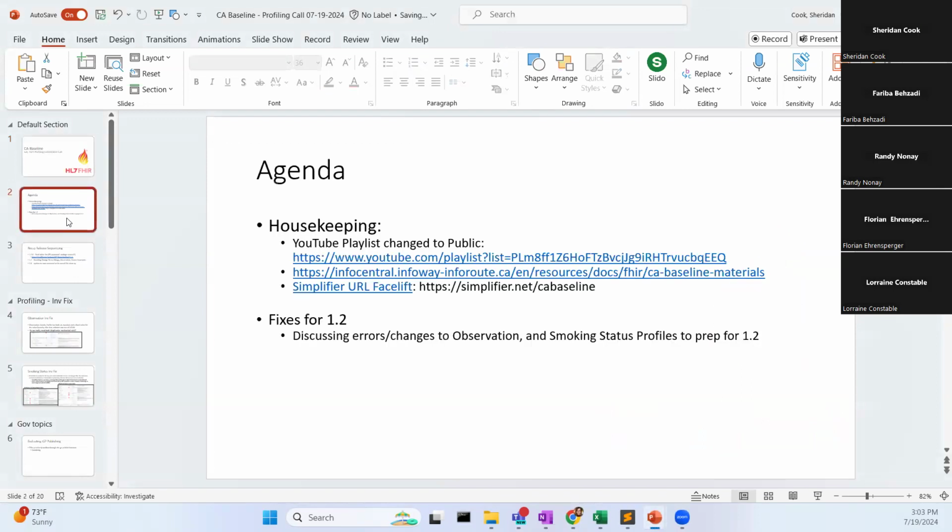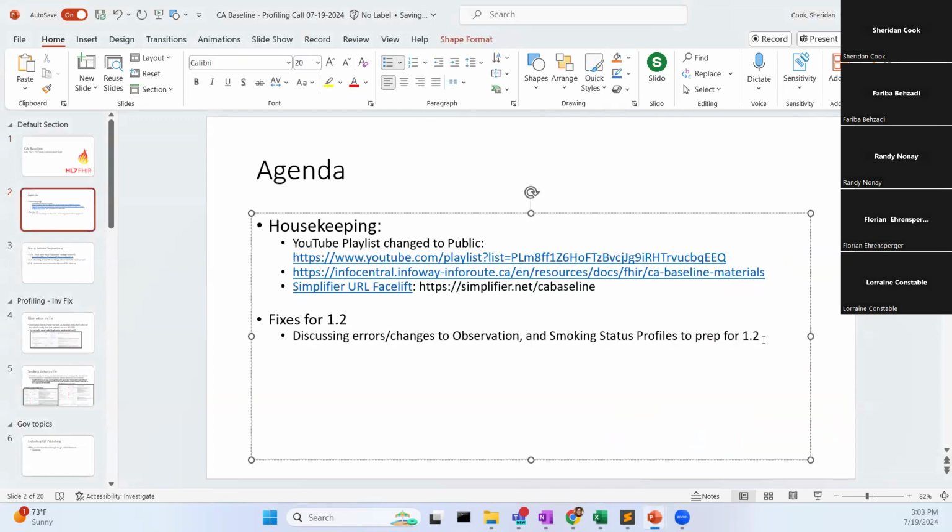I've got the agenda up. There's one other piece I wanted to add and see if folks were comfortable. There's one profiling topic that I think is governance related, around potentially retiring profiles and making decisions about whether or not we want to continue duplicating content if it exists in IPS. So I'm going to focus on that portion.